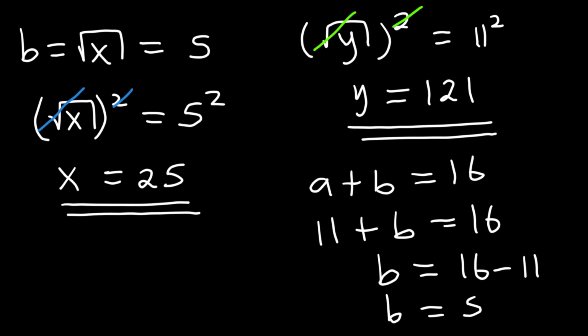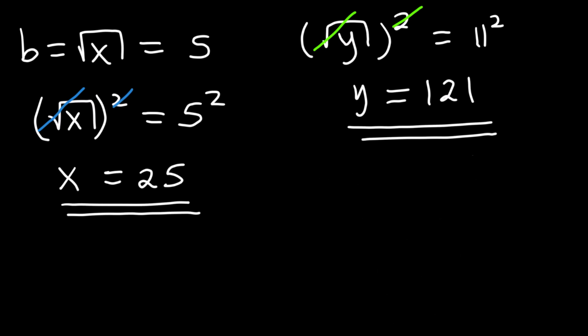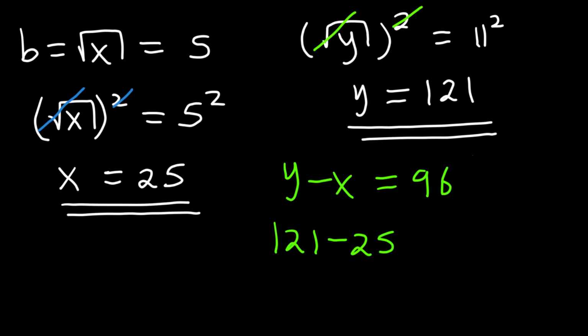And if you want, you can prove these answers. The first equation was y minus x equaling 96. If we put in y and x, we shall have 121 minus 25 equaling 96. And so 96 will be equal to 96.